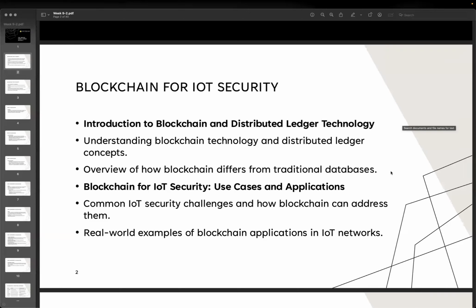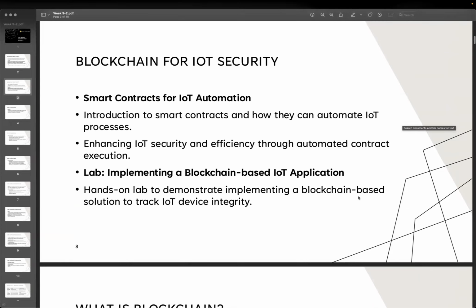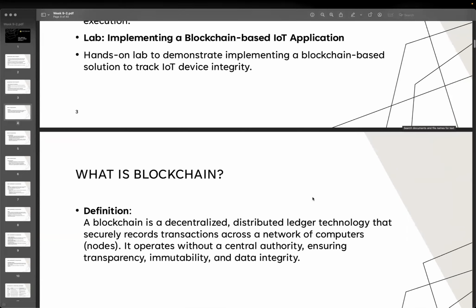So we can introduce smart contracts, and how they can make IoT processes update and connect with each other so they can create contracts. And then how can we enhance IoT security, making it efficient through automated contract execution. Also, I will show you how to use blockchain if you want to, covered in the last part. If you're interested, you can follow along and look at it.